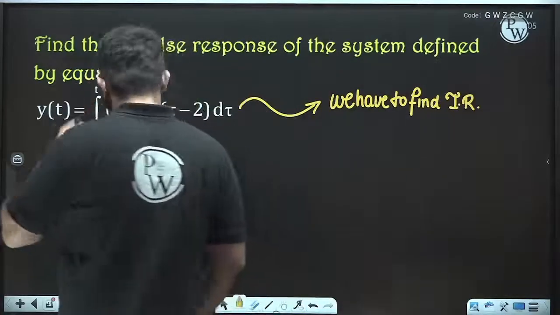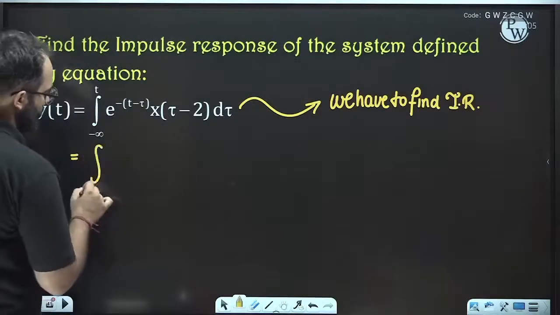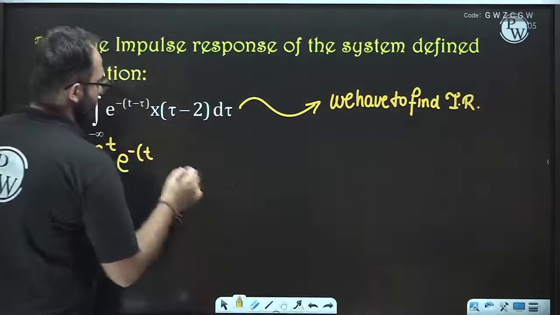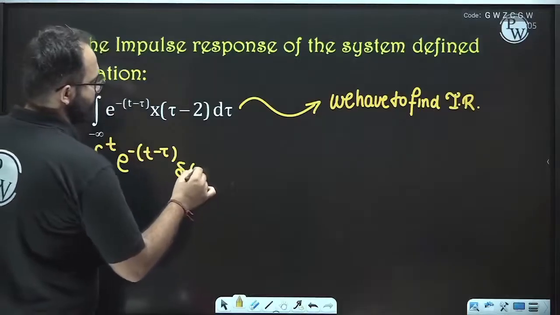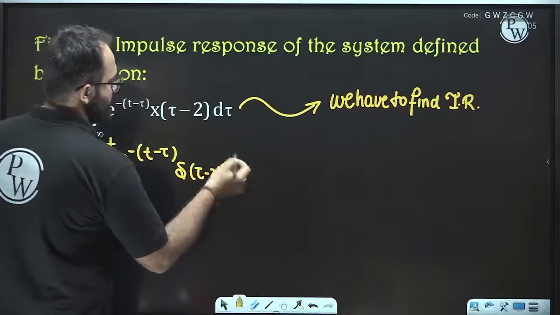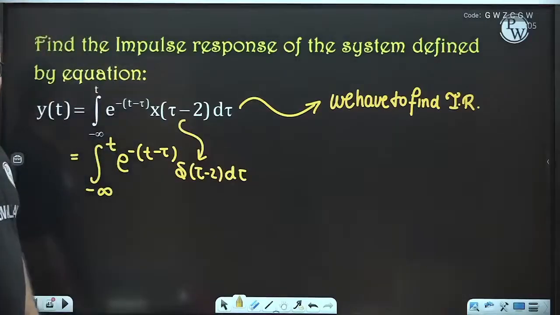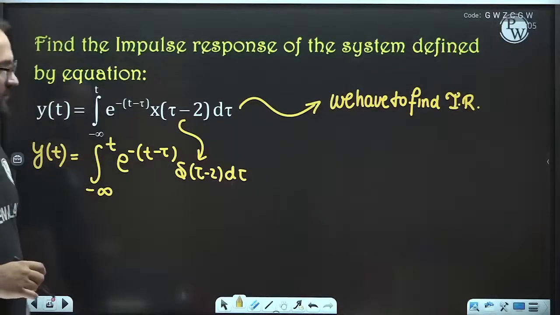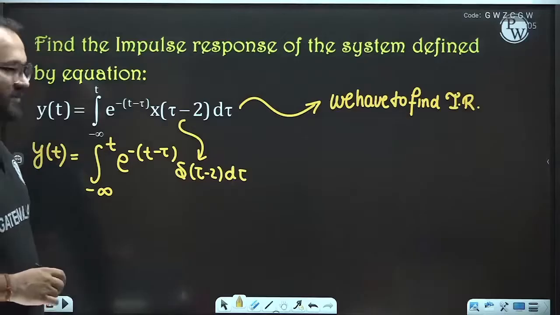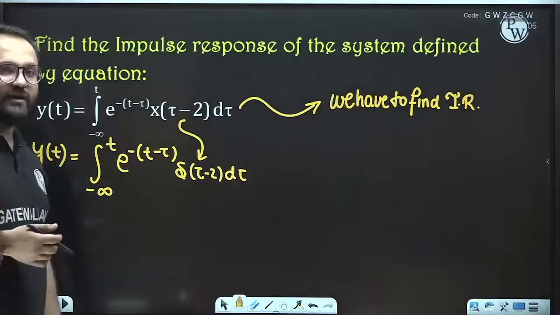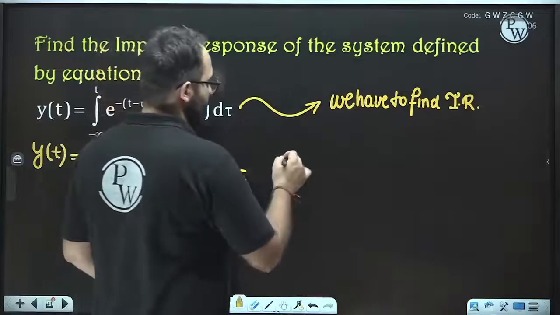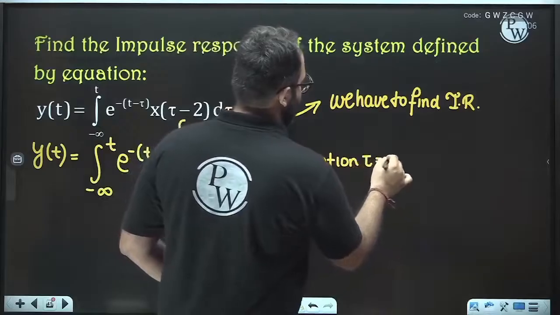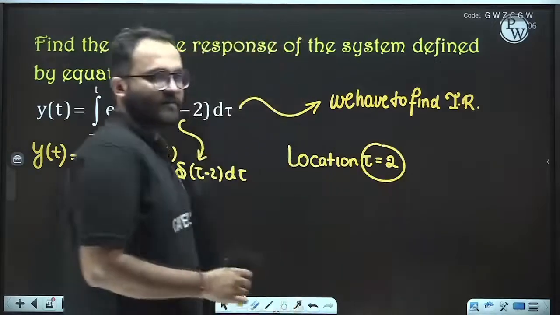impulse response. So how can we find the impulse response? We simply replace the input by delta. This is your y(t). Now this is delta(t minus tau), that is delta(tau minus 2). So what is the location of delta? Location of delta is tau equal to 2.